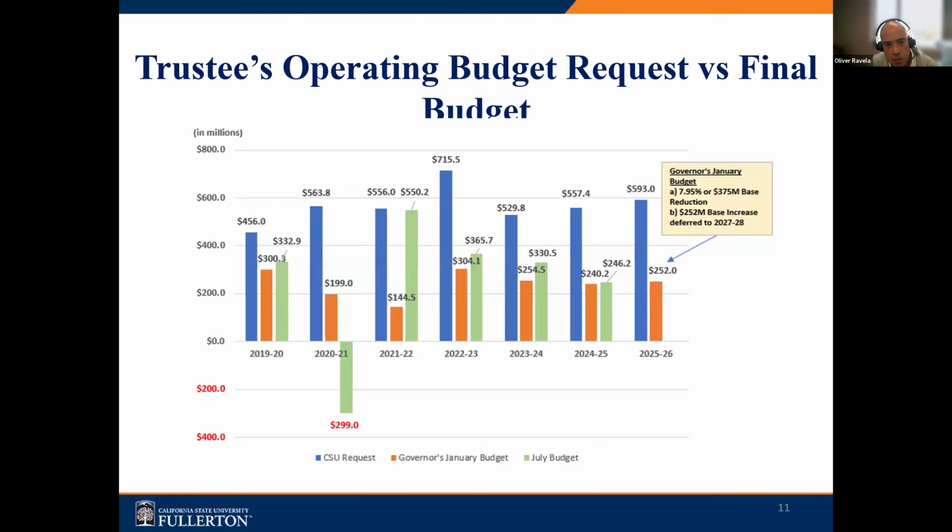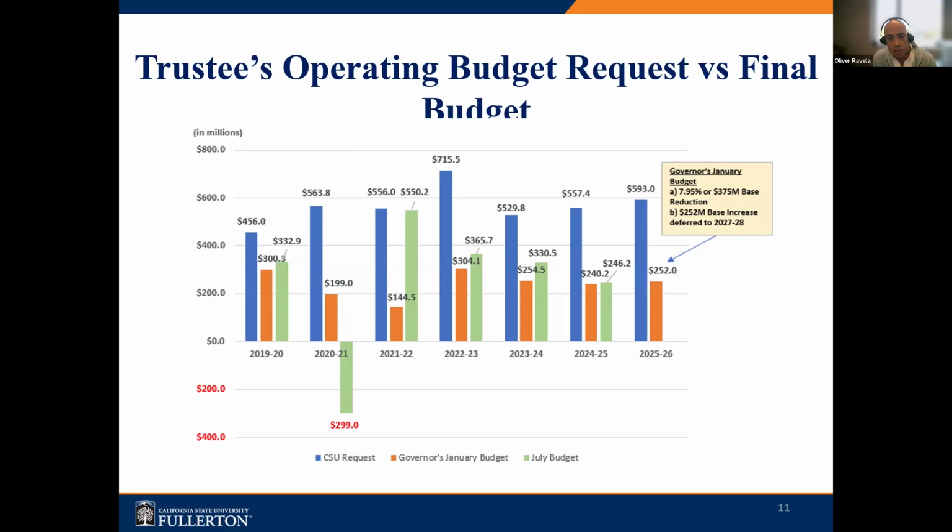So this display is really just to show this process that I like to think of as the Board of Trustees and the governor taking a piece of paper, sliding it across the table. The blue bars represent the Board of Trustees' request in the fall for budget augmentation. The orange part is where the governor responds in January with the initial proposal for a budget, and the light green bar represents what the CSU ultimately received as a budget for that fiscal year.